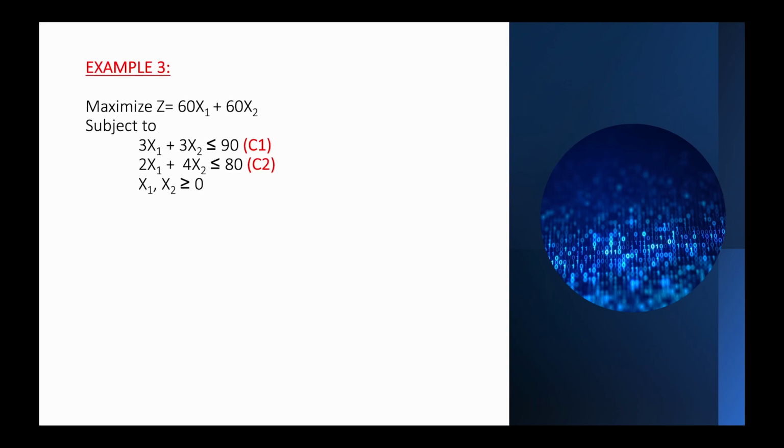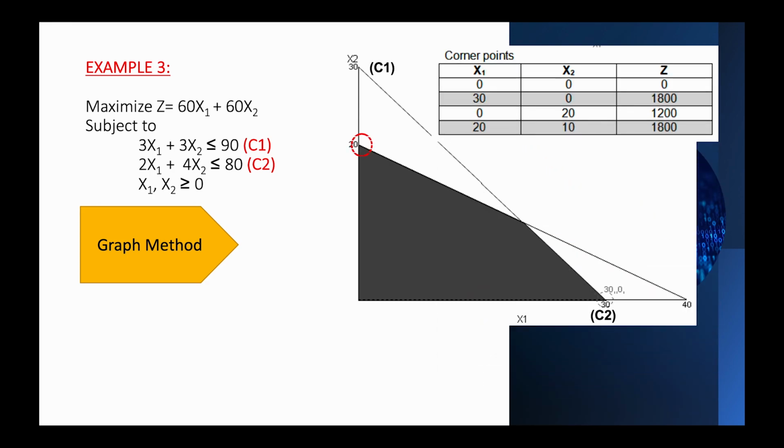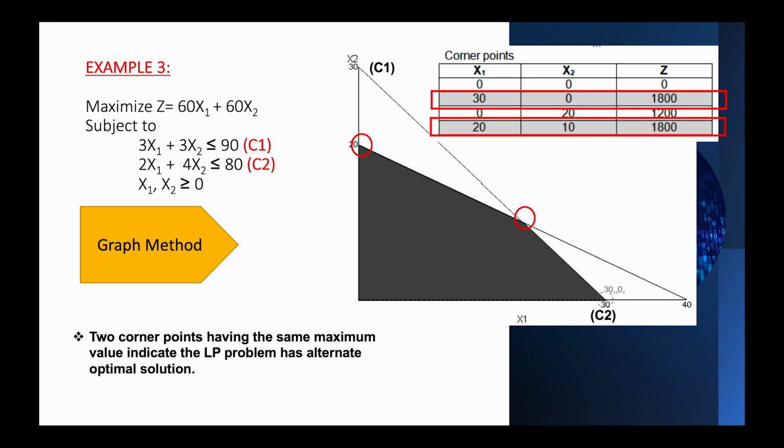Based on the graph method, the corner point solution shows that we reach 2 optimal solutions, where the first solution shows that x1 equal to 30 and x2 equal to 0 with the z value 1800, and the second solution x1 equal to 20 and x2 equal to 10 also yields the z value 1800. 2 corner points having the same maximum value indicate the linear programming problem has an alternate optimal solution.